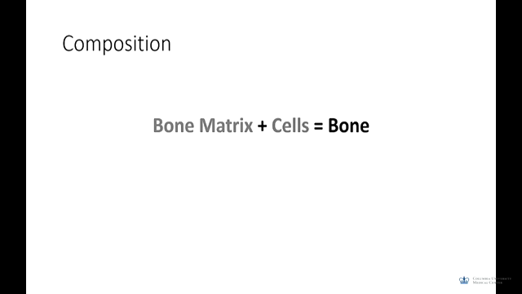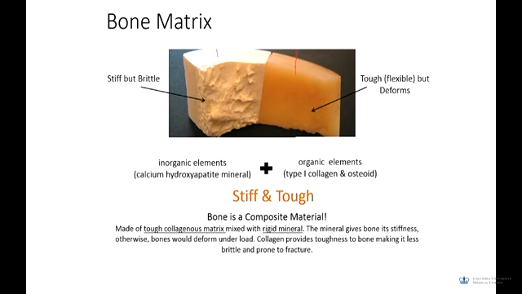As I said before, the bone is made up of the matrix and the cells. The matrix is composed of organic elements and inorganic elements. The organic elements are mostly type 1 collagen, about 95%, and a lot of proteins. Also osteoid, which is unmineralized matrix. The minerals, calcium and phosphate, get deposited onto the osteoid by the osteoblasts, as we'll go into a little bit later. The inorganic element is basically hydroxyapatite, which is a very stiff but brittle material.